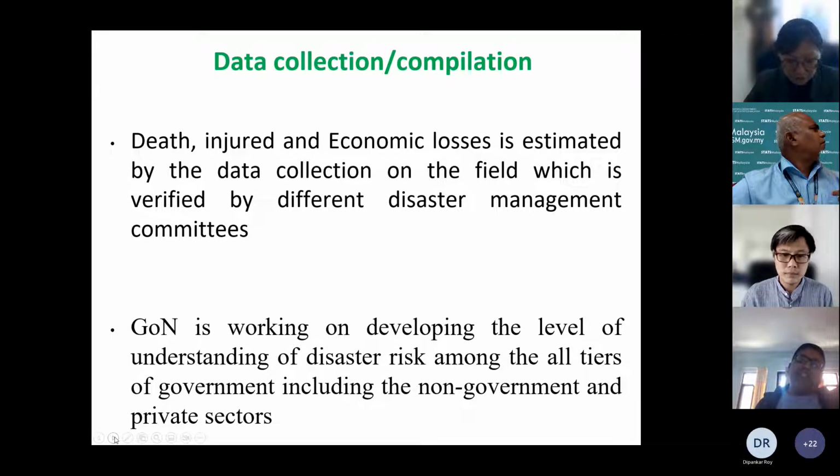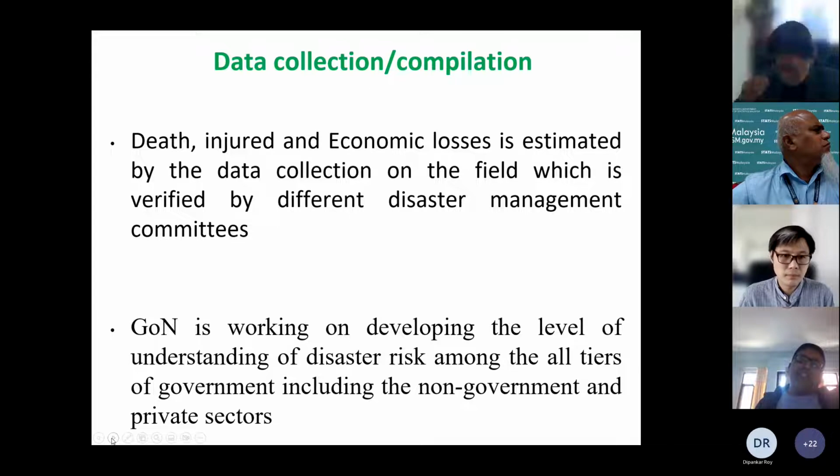These kinds of things we have to estimate, and it is verified by the disaster management committee at the local level, district level, and provincial level. These disaster management committees verify the data.